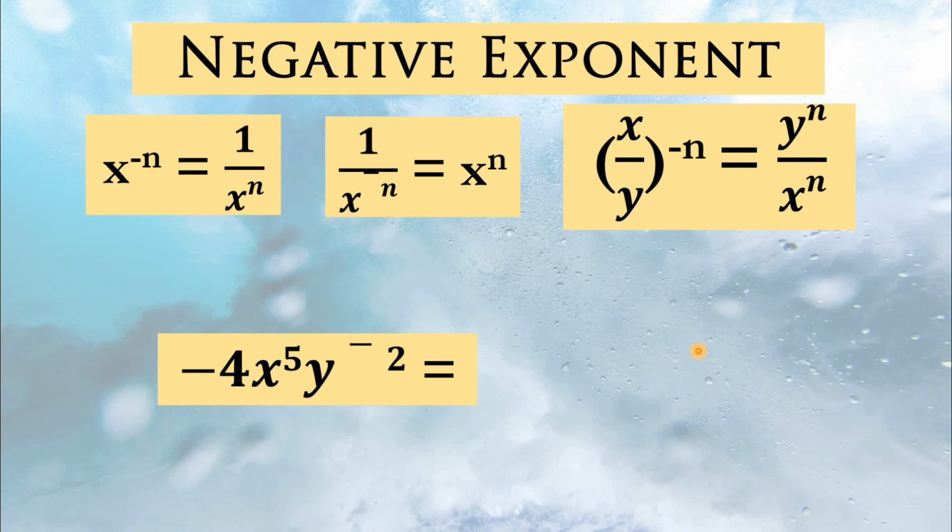We have negative 4x raised to 5 y raised to negative 2. So again, we have one variable with a negative exponent, so it goes down as your denominator and you keep the rest in the numerator part. So we have negative 4x raised to 5 over y squared. Okay, so it's only this expression we've moved to your denominator part. So that's your final answer.